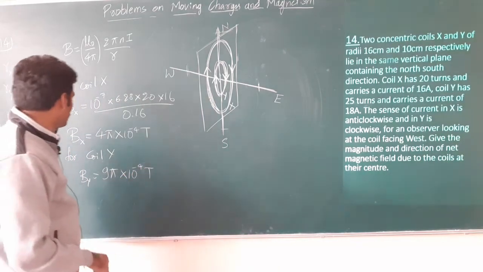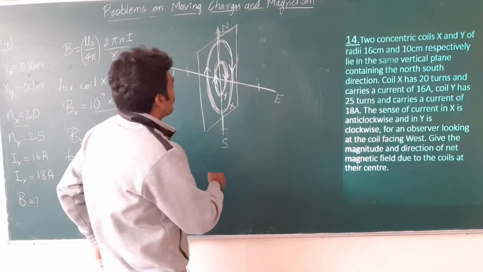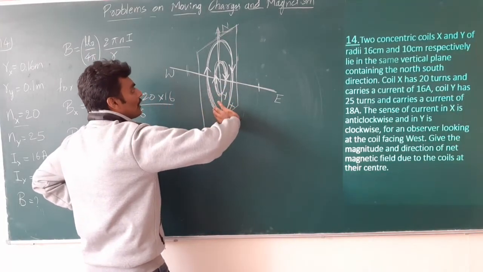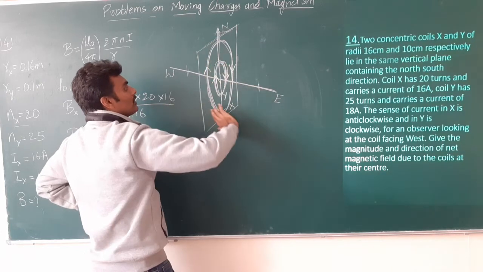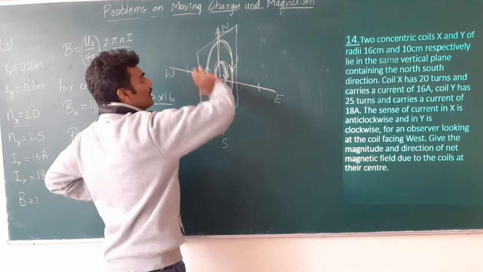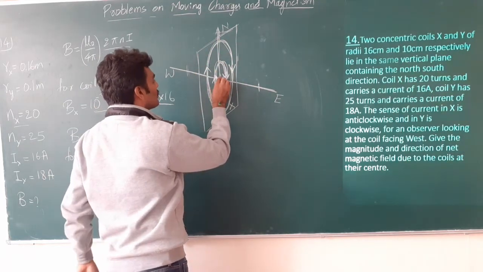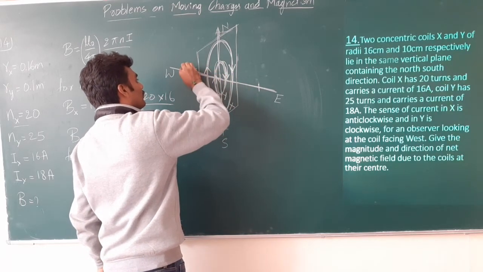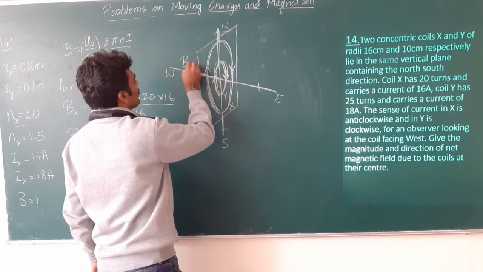Now look at the directions of Bx and By. See, X is like this, right? And the current through the coil X is like this, which means the magnetic field due to coil X is towards west, right? So this is the direction of Bx.